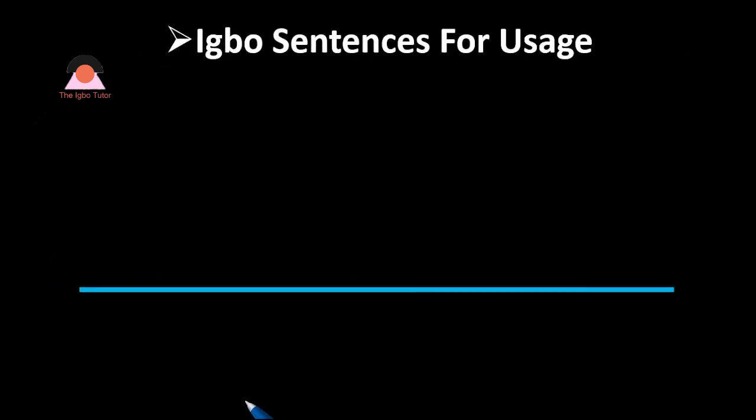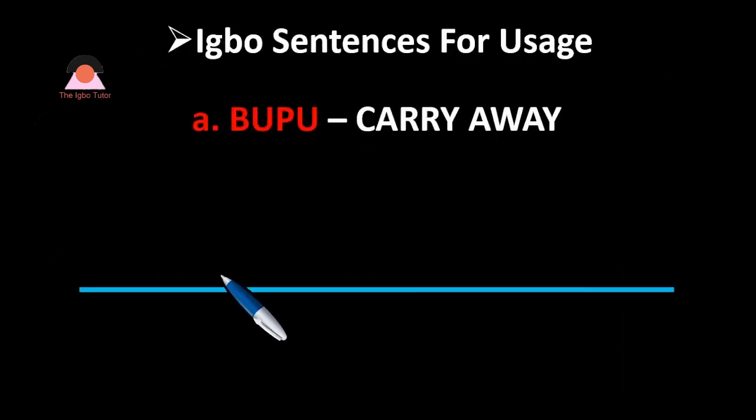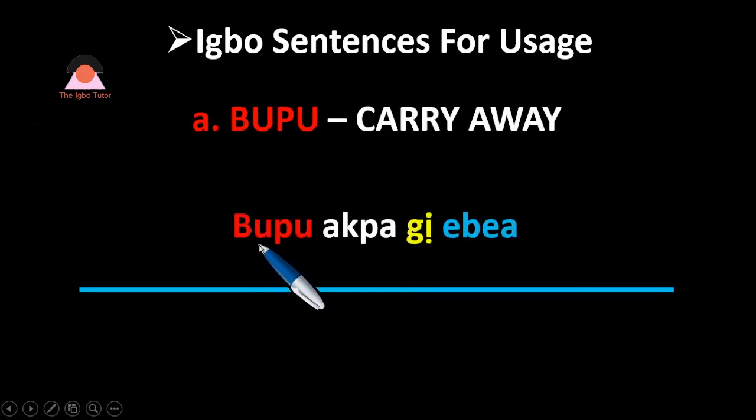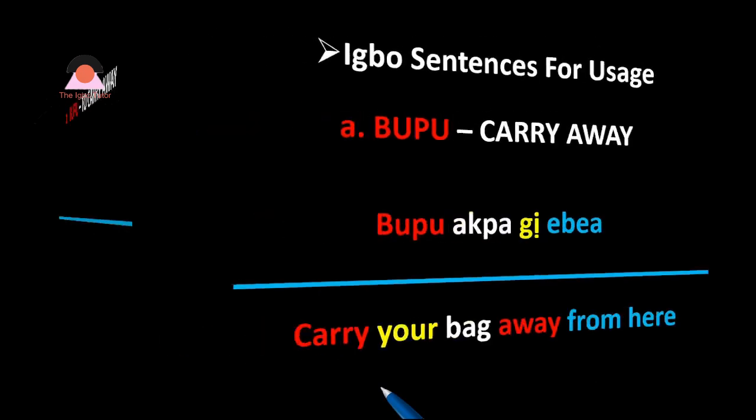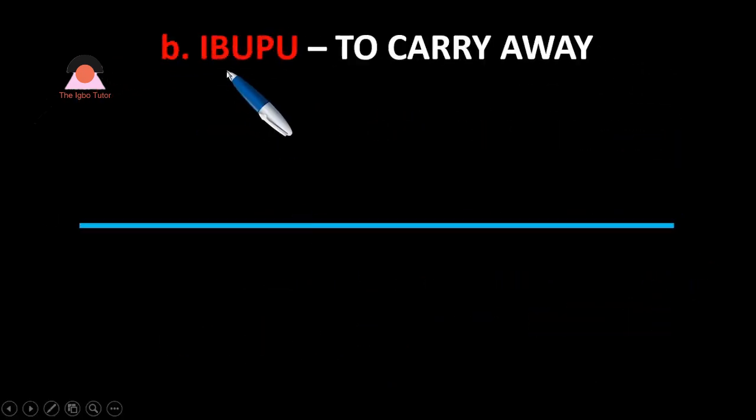Let's see how to use them in sentences, beginning with A. Bupu, carry away. Let's have our sentence now. Bupu akpa gị ebe a. What does that mean? Carry your bag away from here. Bupu akpa gị ebe a. Carry your bag away from here. We go to the second one.